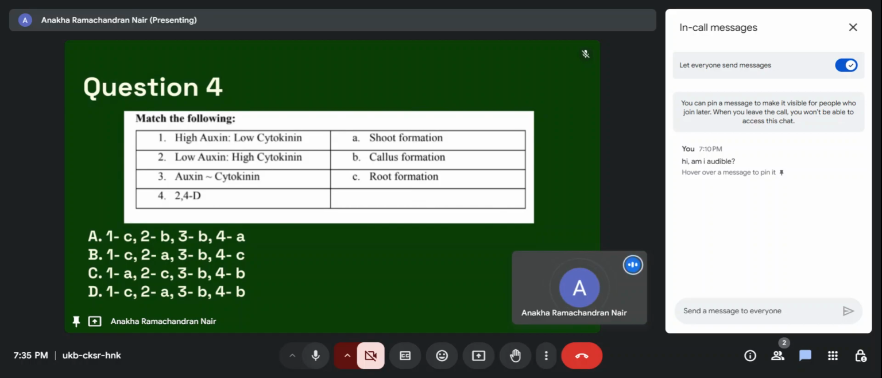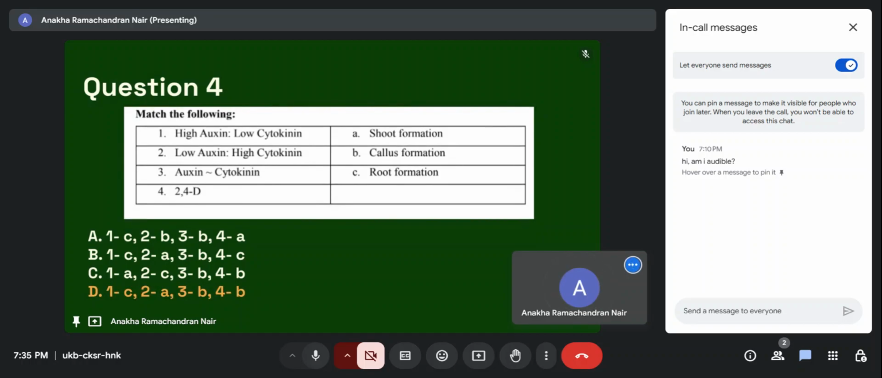So let's see the answer first. So the answer is D. That means one, that is high auxin and low cytokinin, is used for root formation. Two is A, that is low auxin and high cytokinin is used for shoot formation. Three is B, where auxin and cytokinin at the same concentrations forms callus, and 2,4-D also forms callus. So that is the correct answer.